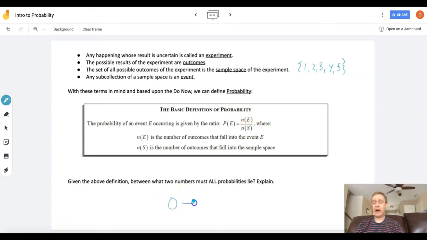But then the highest number that you get, I claim, would be 1, because even if the event includes every single outcome in the sample space, that's the greatest that can be. So the greatest that the number in the event value could be would be the same as this value here. And so we know that any number divided by itself is 1. That's the greatest that we could have as a probability.